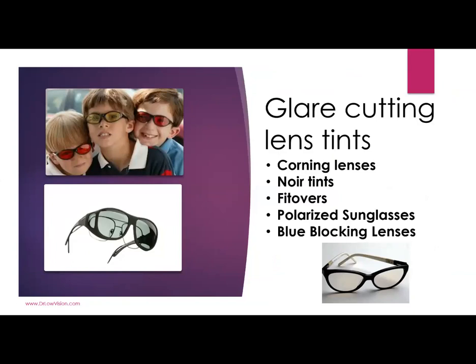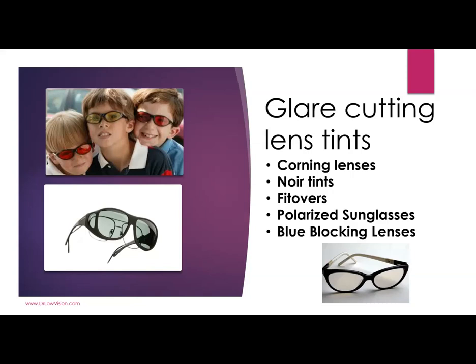Glare cutting lenses, as I mentioned, come in various tints. I do a lot with the Corning lenses. These are similar colors to that top photo of these young boys. And the actual Corning lenses, when they are proper Corning lenses that come from the US, are photochromatic, which means that they have the ability to change in darkness. So it might be yellow indoors, and then when they go outside with the UV light exposure, it deepens in color, and then it comes back to the yellow or the orange inside, depending on the type they have. There's also noir tints and fit overs.